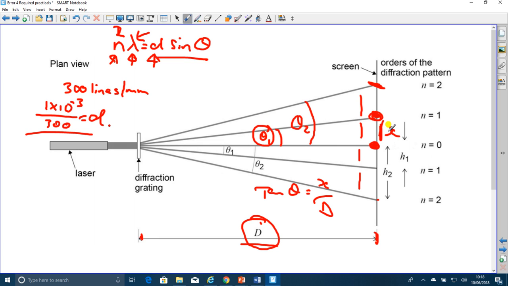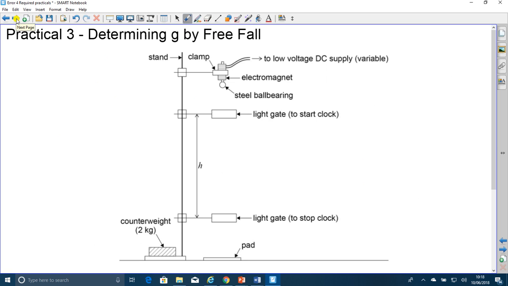Okay, so the next experiment we did is g by freefall. Now it's important that we understand this. Our theory behind this was that we were just investigating a free-falling object, which is falling vertically under gravity. There's no other forces acting on it. Obviously, in reality, there always are other forces acting, but they are irrelevant at such speed.